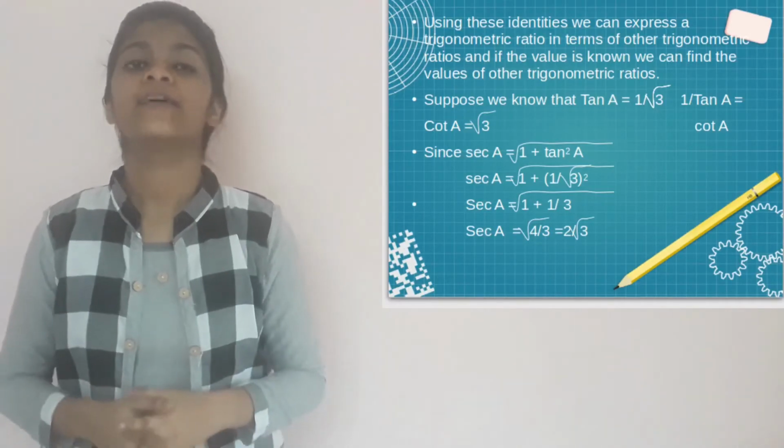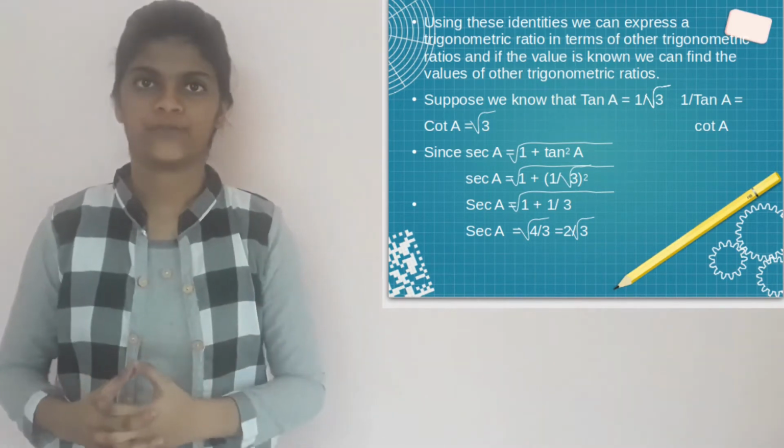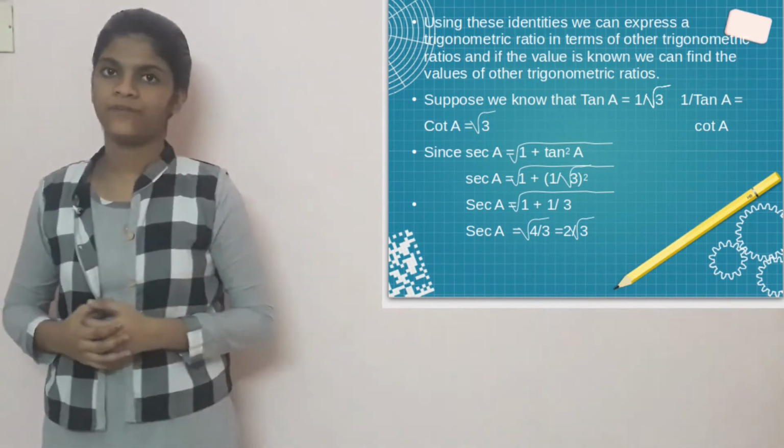Now we know the 15 trigonometric identities. And using these identities, we are able to express a trigonometric ratio in terms of other trigonometric ratios. And if the value of any one of the trigonometric ratios is known to us, we are able to find the value of other trigonometric ratios. Let us take an example for this.